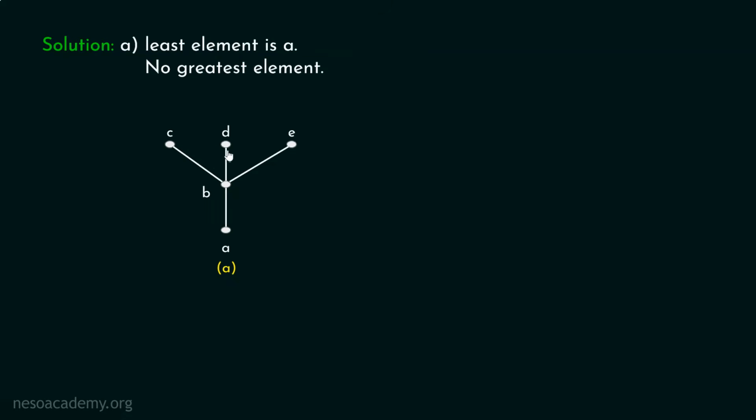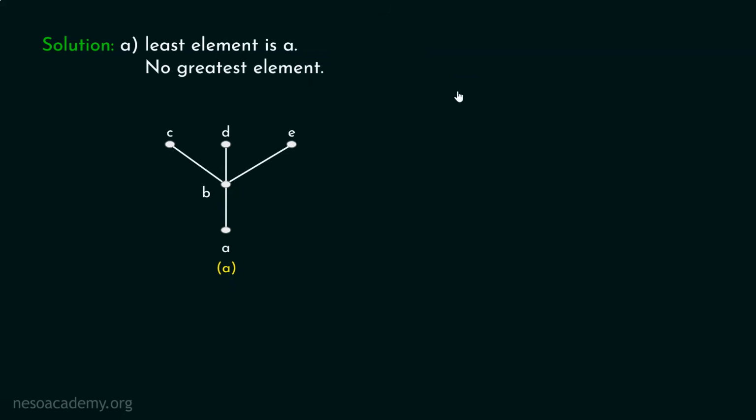Apart from this, if we consider D as the greatest element, then every other element must be related to D. But C is not related to D and E is not related to D. So it is clear that D is not the greatest element. Again, if we consider element E as the greatest element, then every other element must be related to E. But C is not related to E and D is not related to E. So again it is clear that E is not the greatest element. So there is no greatest element in the partial order represented by this Hasse diagram. So it is clear that the least element is A and there is no greatest element in this Hasse diagram.